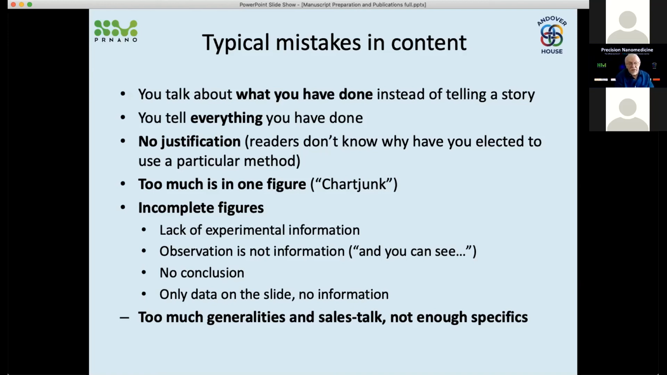No conclusions, sometimes it's just left out. Only data on the slide and no other information. And what I really don't like personally, too much sales talk and talking about the greatness, the importance and significance of the research instead of talking about the research.